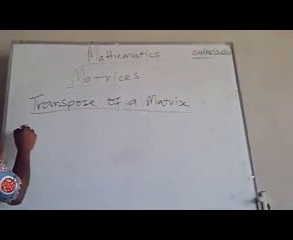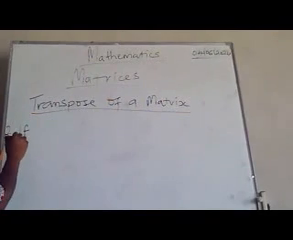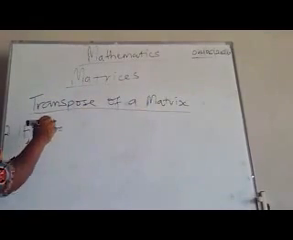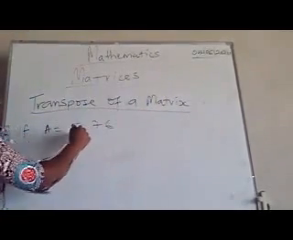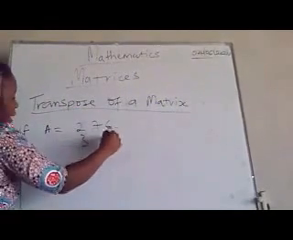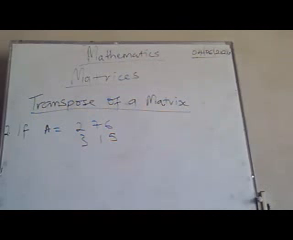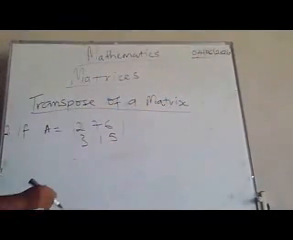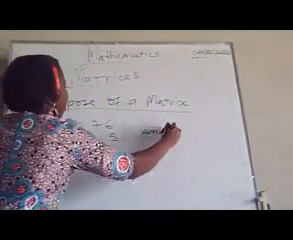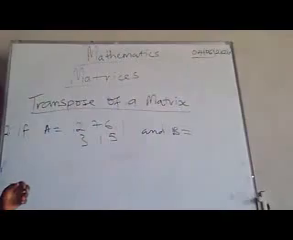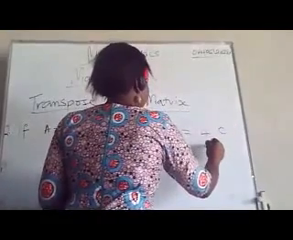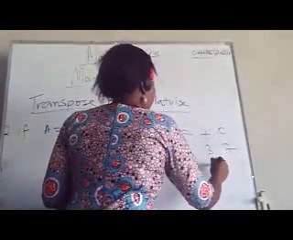You can take this as example 2. If A is 2, 7, 6, 3, 1, 5. I picked this question from one of your WAEC past questions. That is why I'm copying it directly from the past question. And B equal to 4, 0, 3, 7, 1, 5.